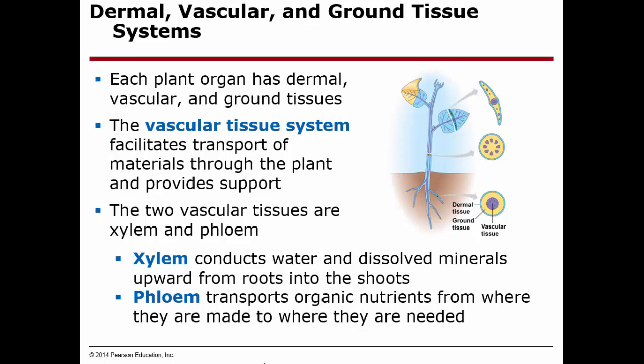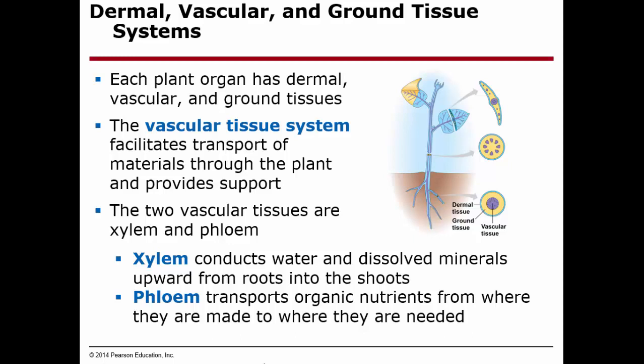The vascular tissue system functions to transport materials, including water, dissolved minerals, sugars, and proteins throughout the plant. The vascular tissue system can also provide strength and structural support to help maintain the plant's upright posture. There are two different types of tissues found in the vascular tissue system.